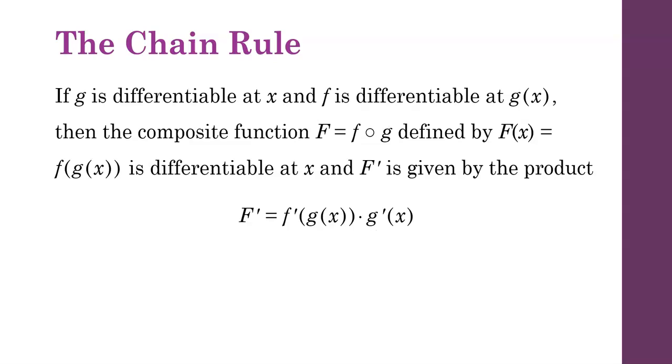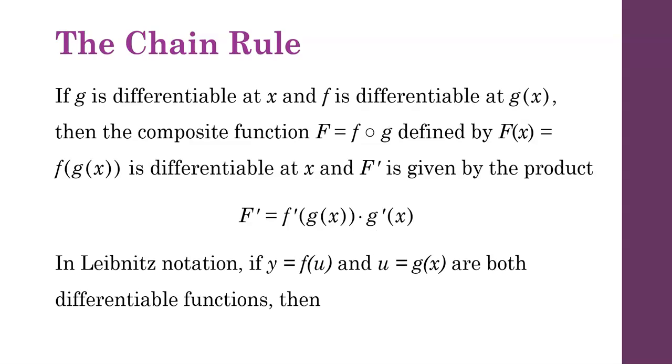Okay, so if we go back and use the Leibniz notation, and we define y to be f of a function u, and u be a function of x as g of x, as long as they're both differentiable, then we have dy dx is equal to dy over du times du over dx.